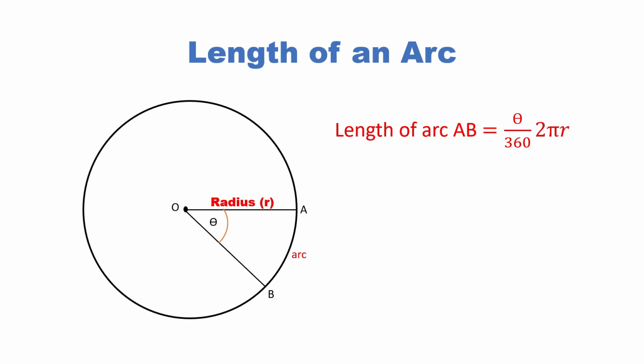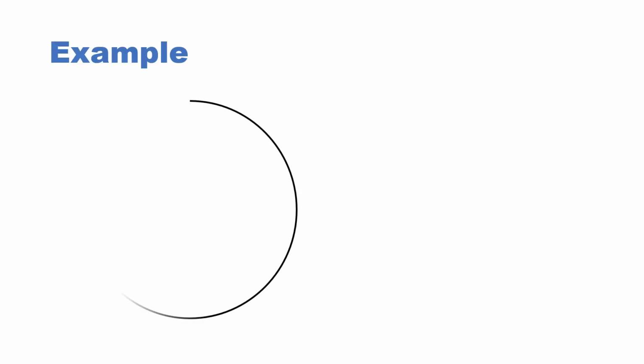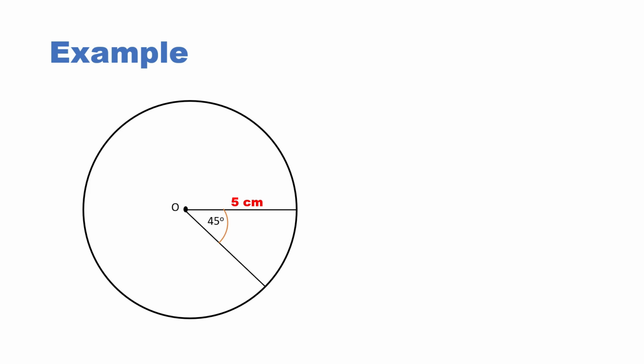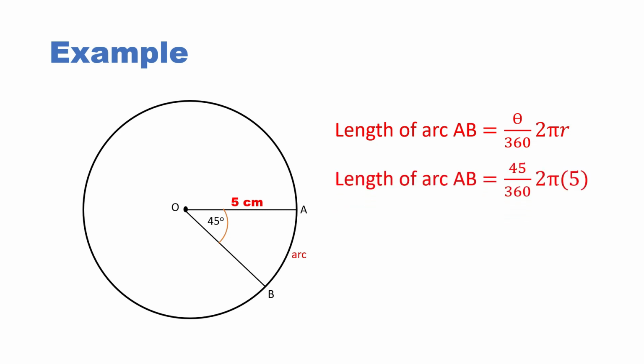Let us do another example together. Given a circle with center O, with radius 5 centimeters, and also given another radius, which produces an angle of 45 degrees, and the corresponding arc AB. We can calculate the length of our arc using the formula theta over 360 times 2 pi r. If we substitute, we get 45 over 360 times 2 pi times 5, which will give us 3.9 centimeters.